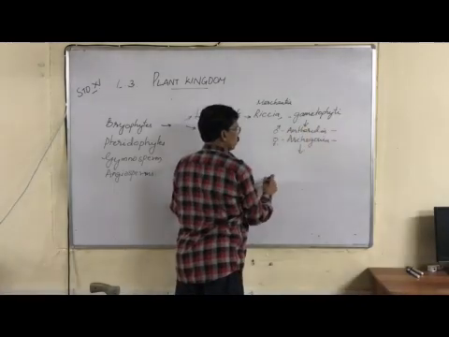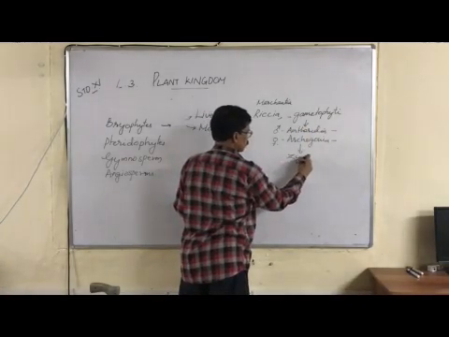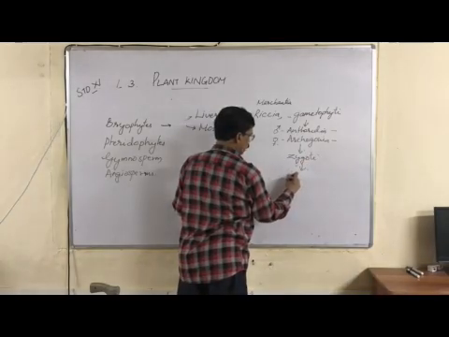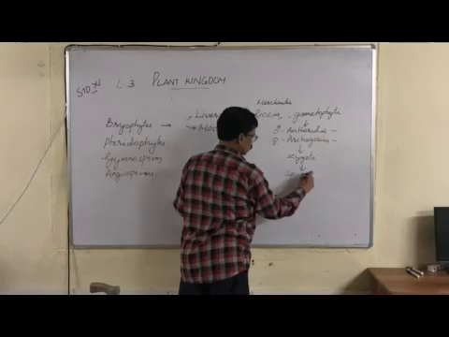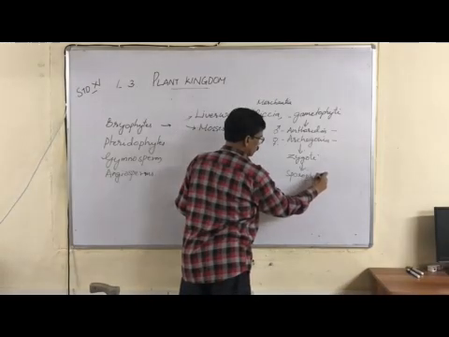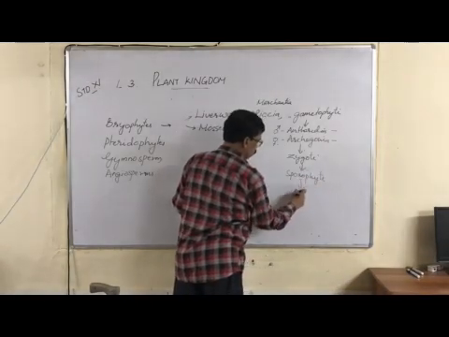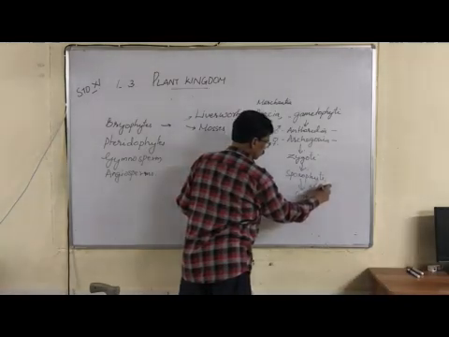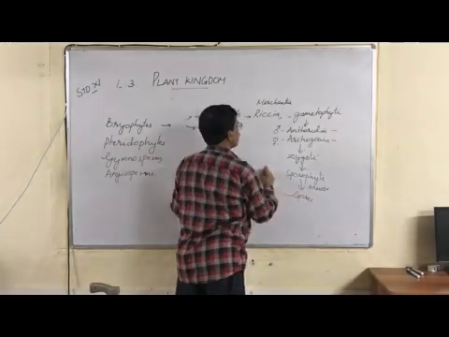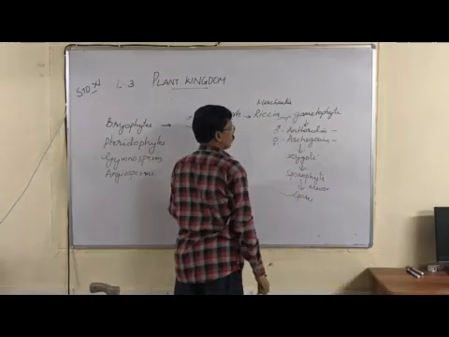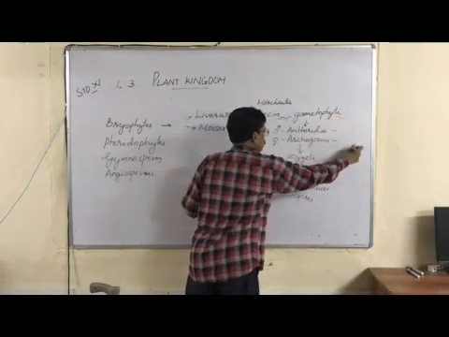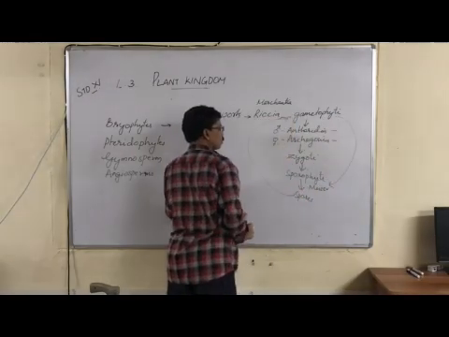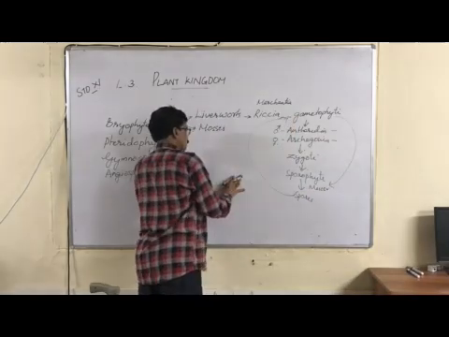They fuse together to form a zygote. The zygote germinates to form the sporophyte. The sporophyte produces spores by meiosis. The spores again germinate to form the gametophyte. So the gametophyte produces the sporophyte and the sporophyte produces the gametophyte. This is called alternation of generation.